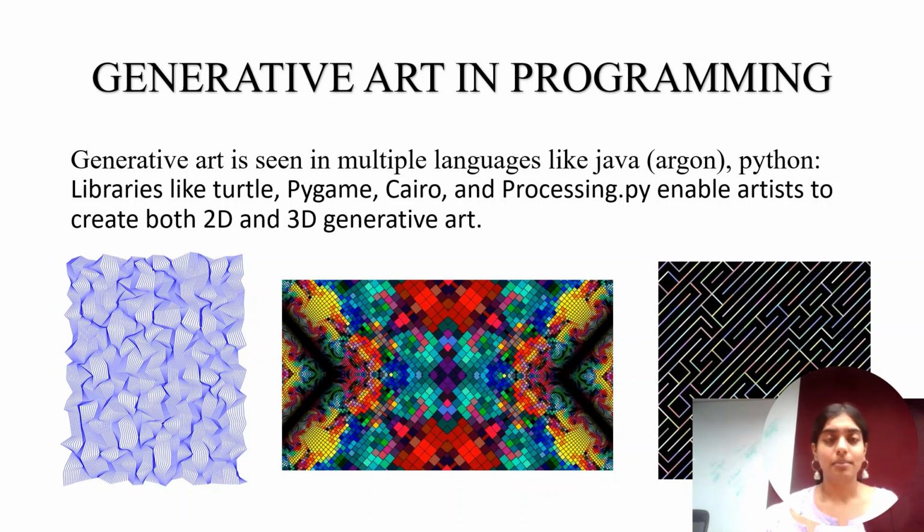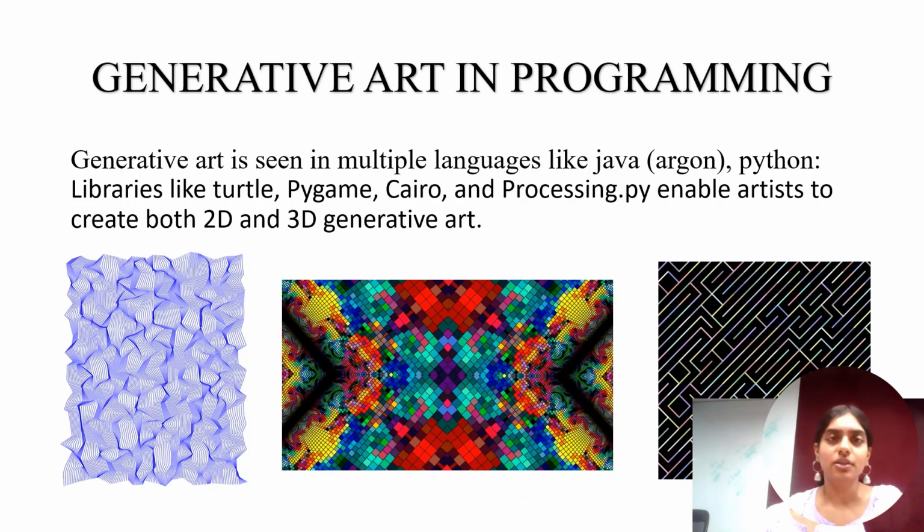Simple examples like Java, where Processing is basically the go-to tool that you use for generative art. You can create really cool, mesmerizing art pieces that can sometimes evolve over time. In Python, like mentioned before, you have different libraries, like you can use Turtle, you can also use things like Pygame and Cairo and Processing, etc. And these are like the most commonly used libraries in Python.